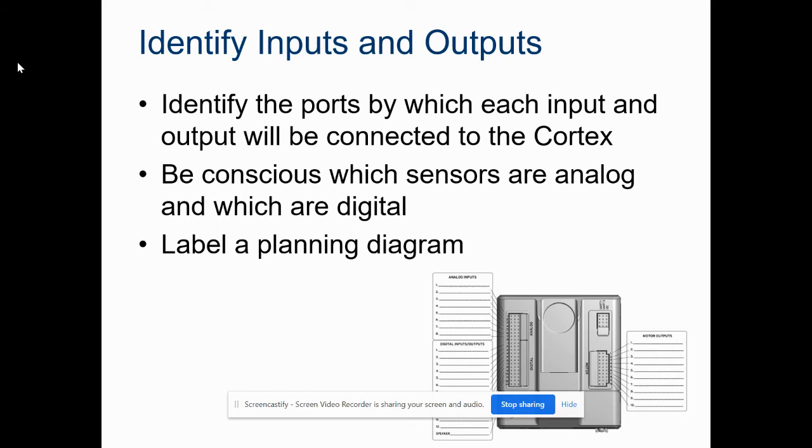Inputs and outputs, what are we putting into the system and what are you putting out? We will have lots of sensors, like I said, digital are on and off, 1 and 0. Analog are variable, that can be lots of different numbers. And your Cortex has those little ports that you're going to have to look at.